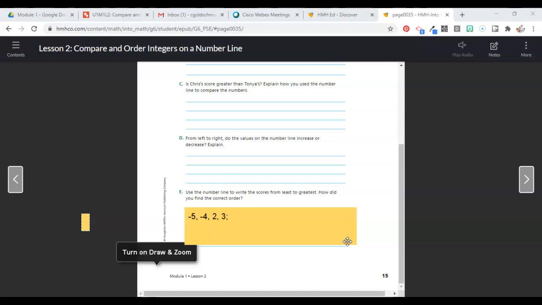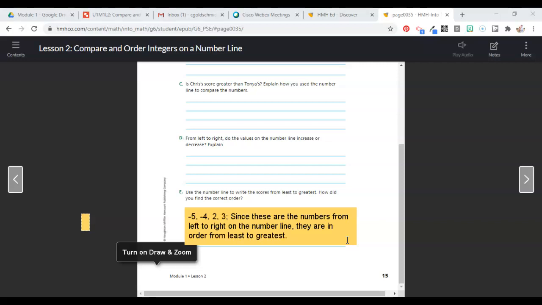So, since these are the numbers from left to right on the number line, they are in order from least to greatest.